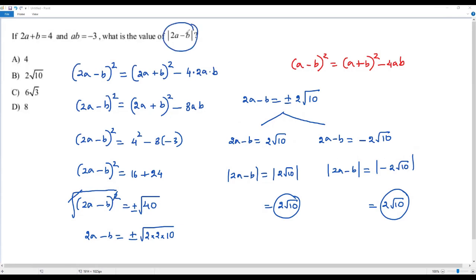So the value of this expression is 2 times square root of 10, and we find 2 times square root of 10 in answer choice B. The correct answer choice for this question is B.